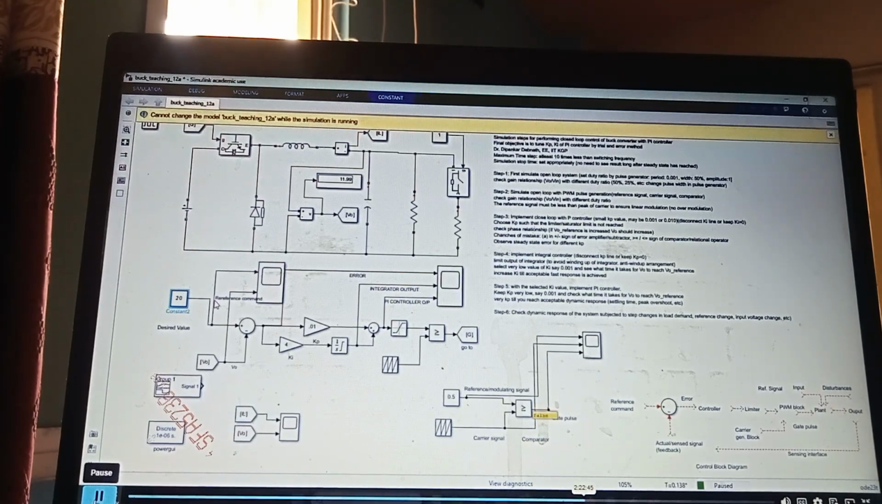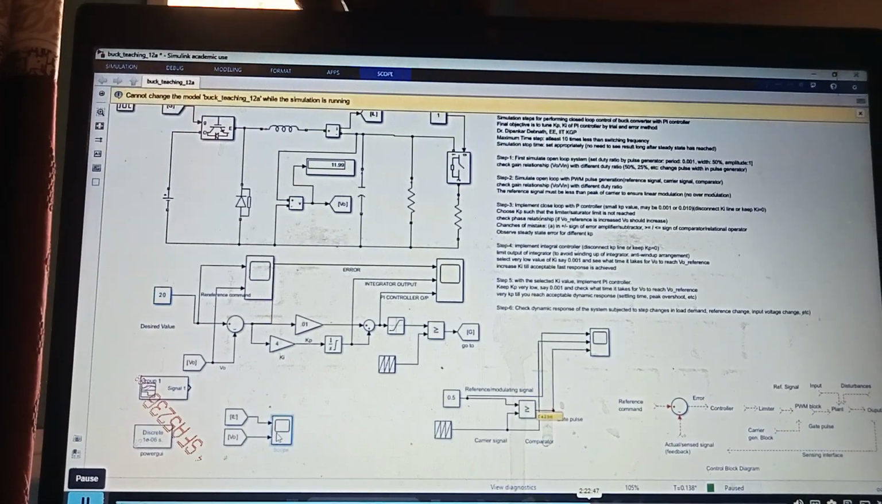And I did not change anything. Let me run the simulation again and see whether my output voltage goes to 20 volt automatically. See, it went there. Okay, I did not change the duty ratio, nothing I changed. Only the reference signal I changed. It naturally goes to 20 volt automatically, right? That's the beauty of this PI controller.